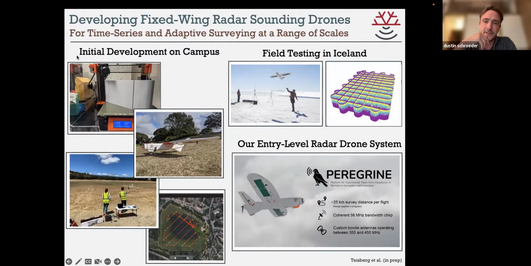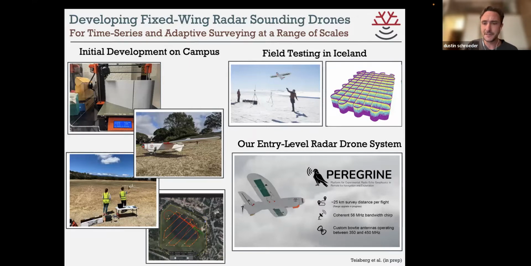And you have, from our entry-level, smallest radar, the data from Iceland just collected a couple months ago, there in the top right. And then this is part of a family of ever increasingly capable systems in terms of duration and performance. So they're all named after our falcons or birds.